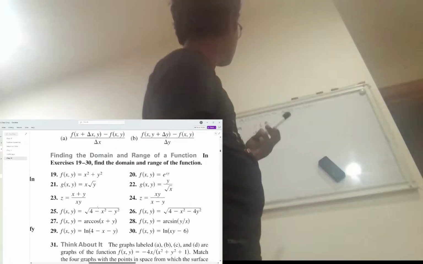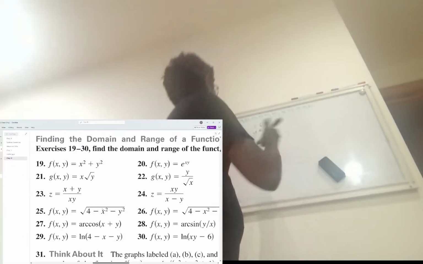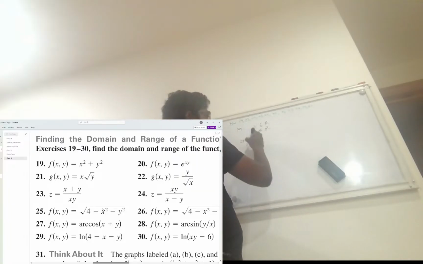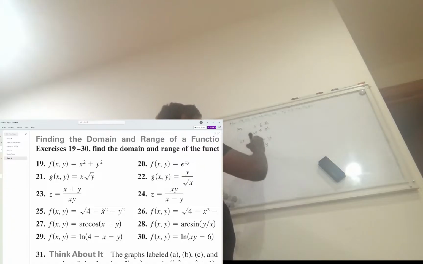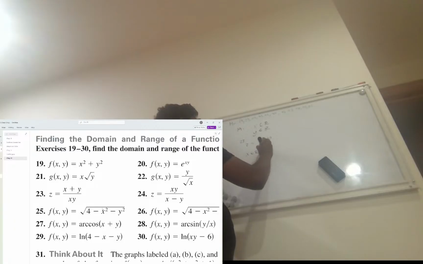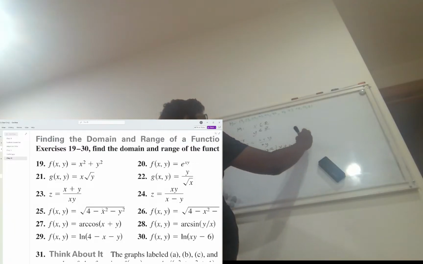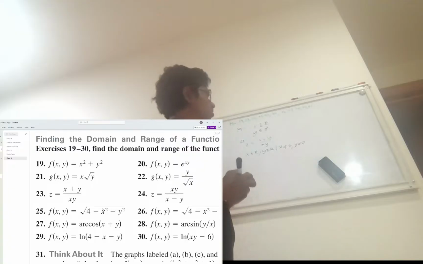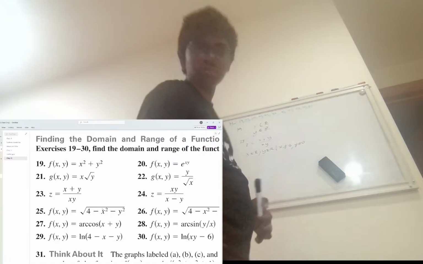Okay, cool. Number 23. Find the domain and range of the function, right? So the function for 23 is just going to be z equals x plus y over xy. So basically, x is part of the real numbers, y is part of the real numbers, such that x is not equal to 0 and y is not equal to 0. Pretty simple.